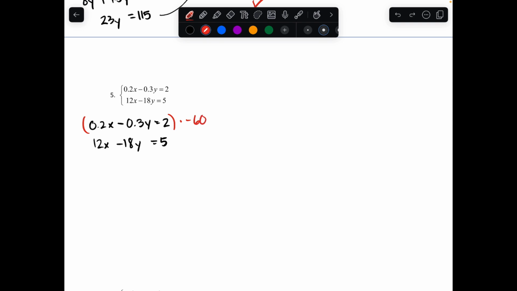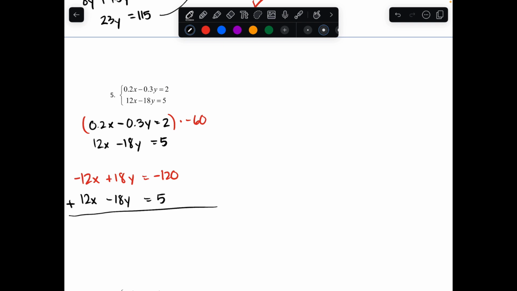So this becomes negative 12x, and then negative 0.3 times negative 60 is actually positive 18. So plus 18y is equal to negative 120. Then we have our other equation still, 12x minus 18y is equal to 5. So when doing the addition method, once you have your opposite signs, you just put a line under and add both sides together. So let's go ahead and do that.